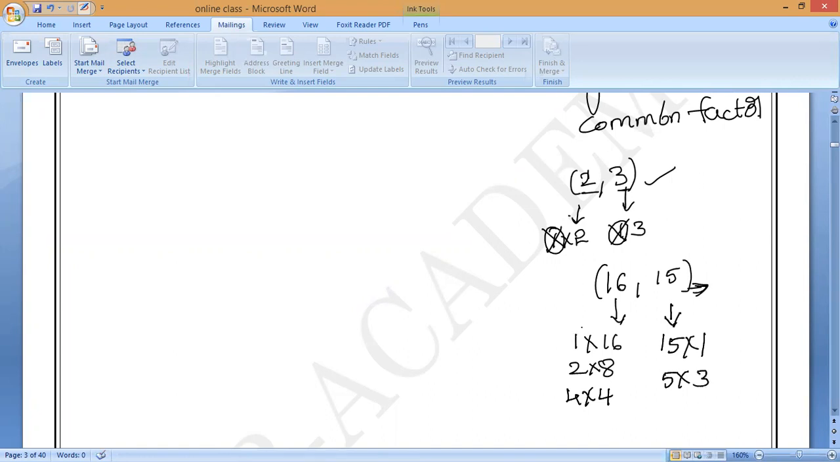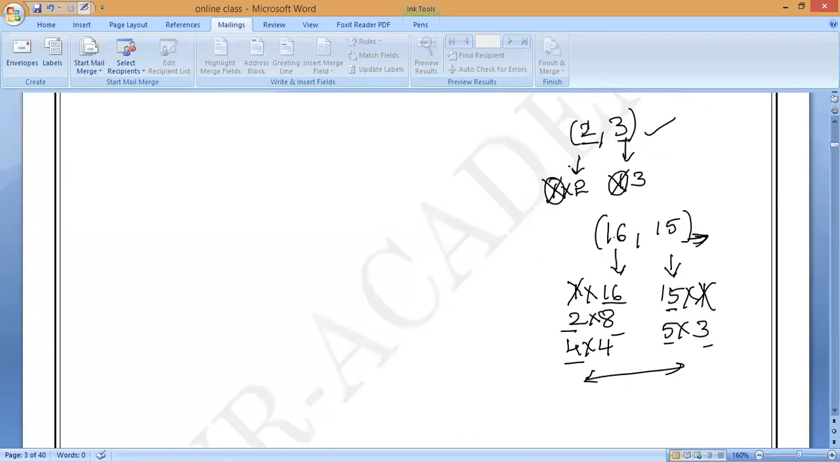See, don't consider the 1, because 1 is a factor of every number, correct? So what are the factors? 16: 16, 2, 4, 8. 15: 15, 5, 3. Any common factor between these two numbers? 16 is a composite number and 15 is also a composite number, but together they are called co-primes, because here we don't have a common factor. Do you understand? Yes, ma'am.